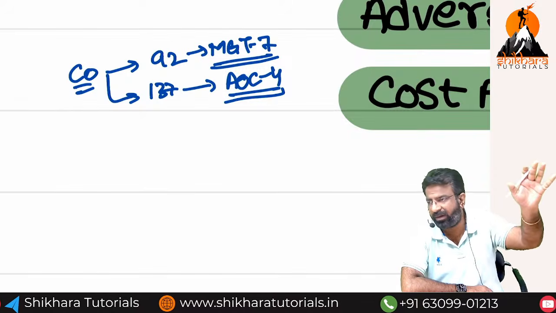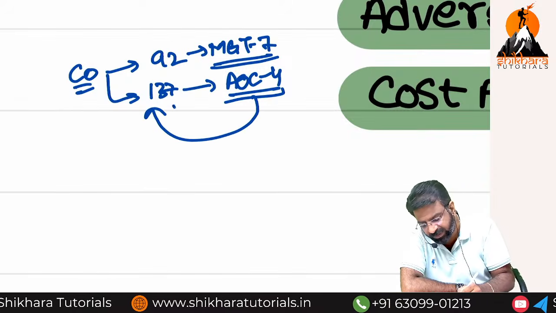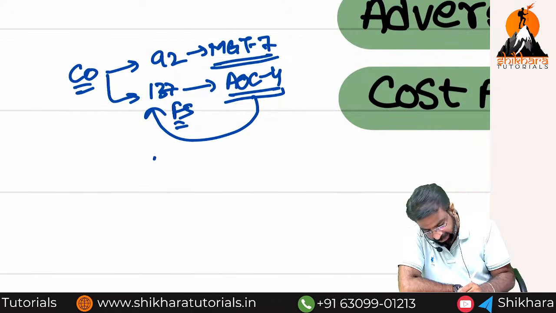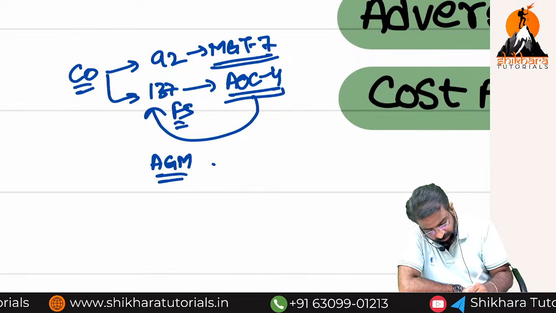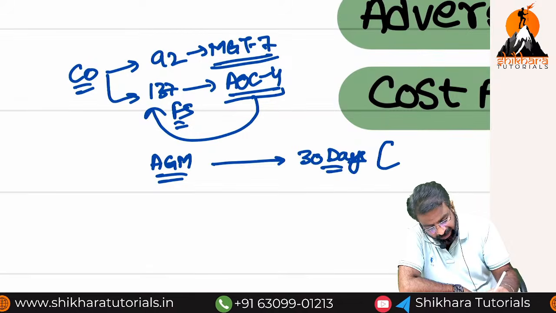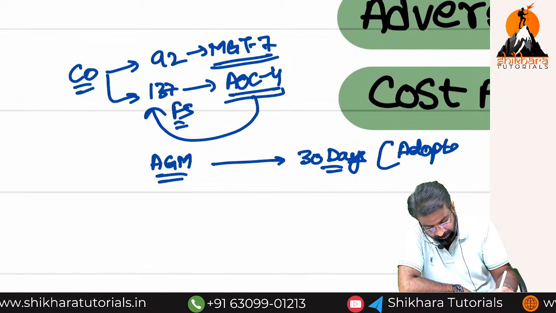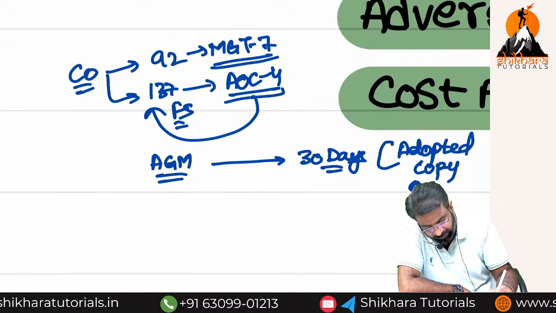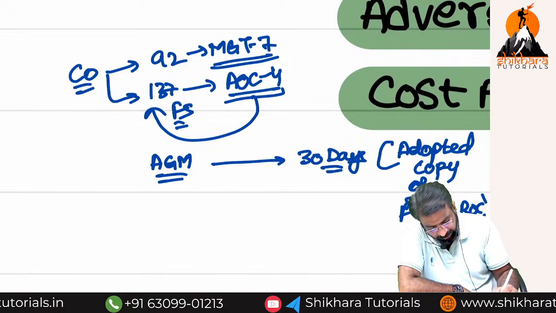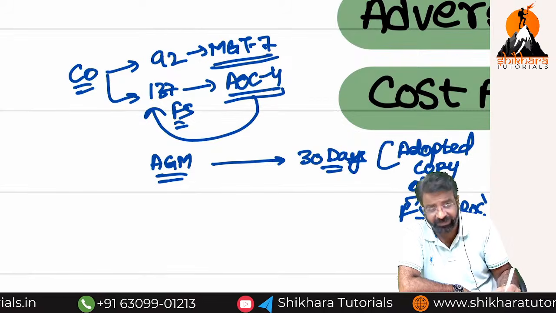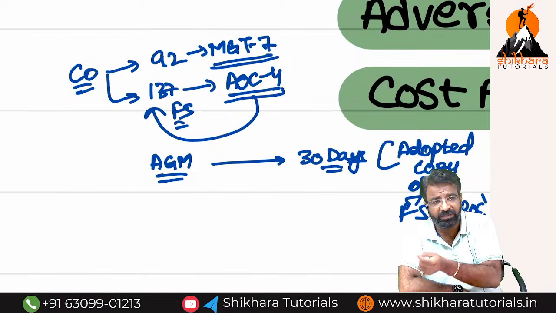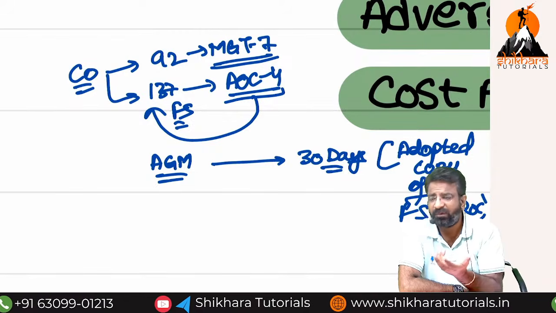So let's not go that deep into it. AOC 4 is known as the FS copy. Try to understand this. Once the AGM is over, within 30 days of the AGM, you need to file the adopted copy of financial statements to whom? ROC, in form number what? AOC 4. This is what section number 137 says. What does 137 say? Within 30 days of the AGM, AOC 4 shall be filed with whom? What is AOC 4 basically?